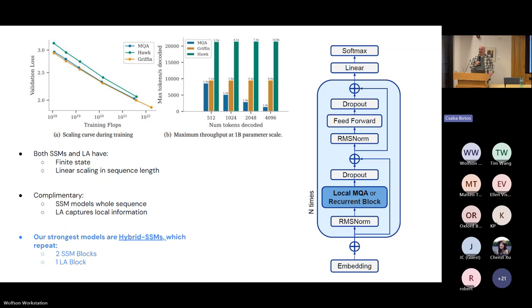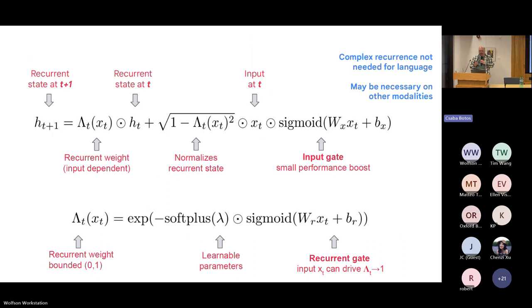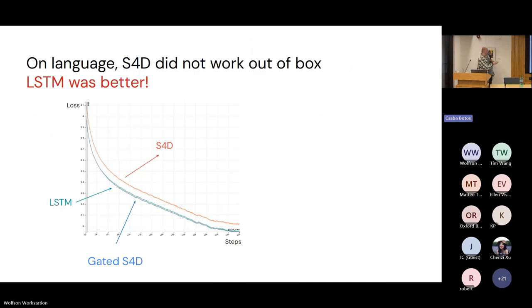As compared to not being dependent on anything. Yes, it's a constant parameter. So this is kind of this plot, right? The S4D is the one where the recurrent gate was not input-dependent. It's a constant. And then empirically, it works worse.